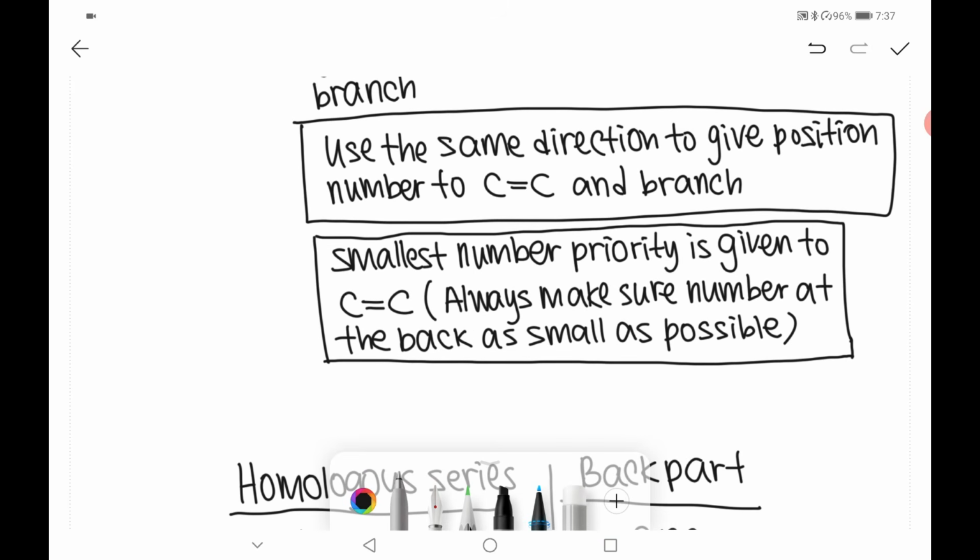The smallest number priority is always given to the double bond. So we want to give the small number to the double bond, which means always make sure the number at the back is as small as possible. Why? The number at the back is the location of the double bond.